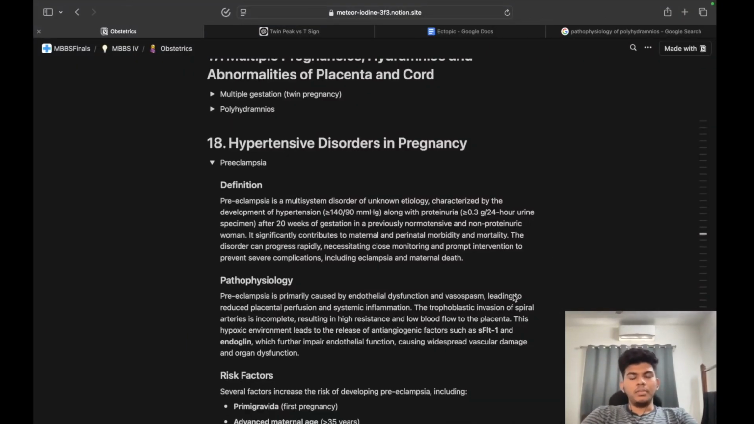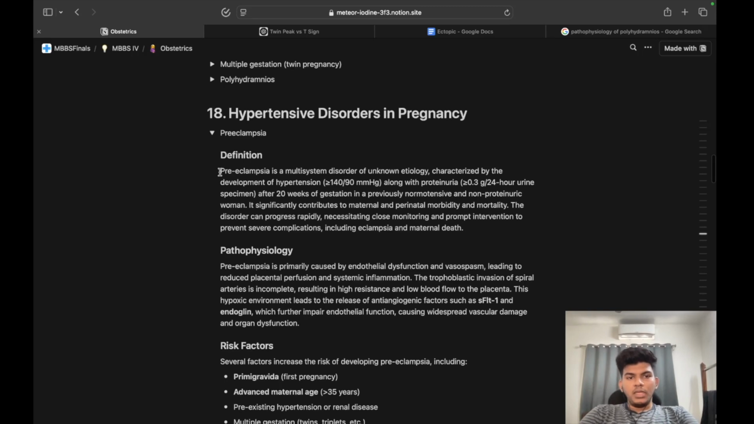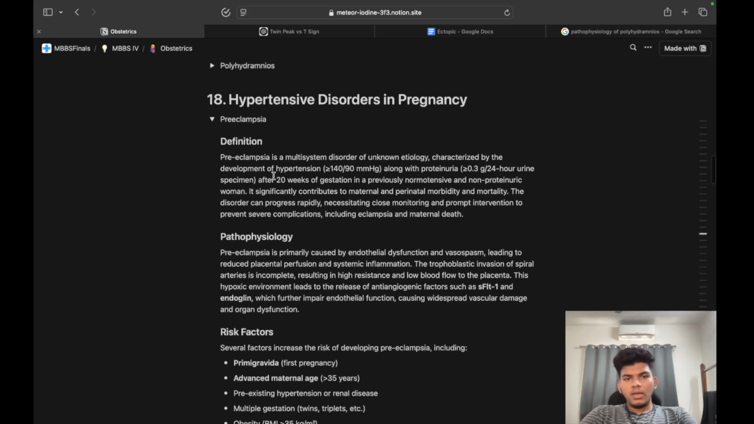Next topic, preeclampsia. Coming to the definition, preeclampsia is a multisystem disorder of unknown etiology characterized by development of hypertension along with proteinuria after 20 weeks of gestation in a previously normotensive and non-proteinuric woman. So, what's the level of hypertension we are looking at? 140 over 90 or greater, and proteinuria greater than 0.3 grams per 24-hour urine specimen after 20 weeks.